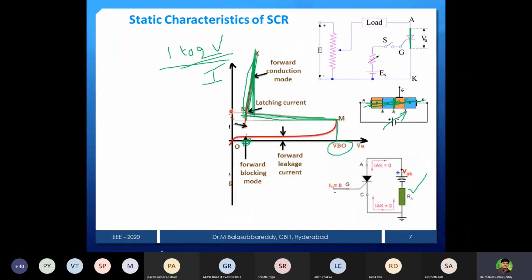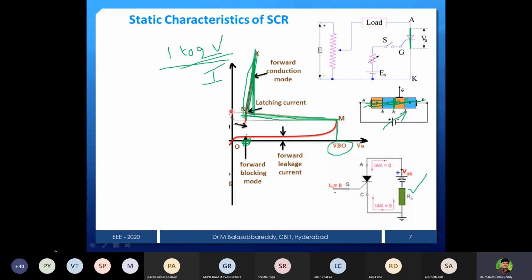That mode I call the forward conduction mode of operation. There are two modes. One is the forward blocking mode. Up to before breakover, as you gradually increase the voltage, there is only a small leakage current that is insufficient to break the junction J2, and we call it the forward blocking mode.